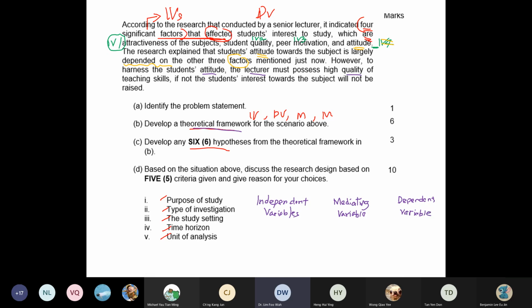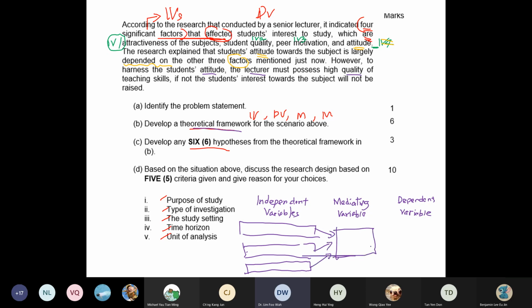Normal cases are like this. We will have a few independent variables here. Draw a line to touch your mediating variable, then another line to touch your dependent variable. In your exam, if something like this really comes out, remember to draw the arrows and touch all the boxes here. Let me tell you, your vetter, your second marker, is very strict on this matter.